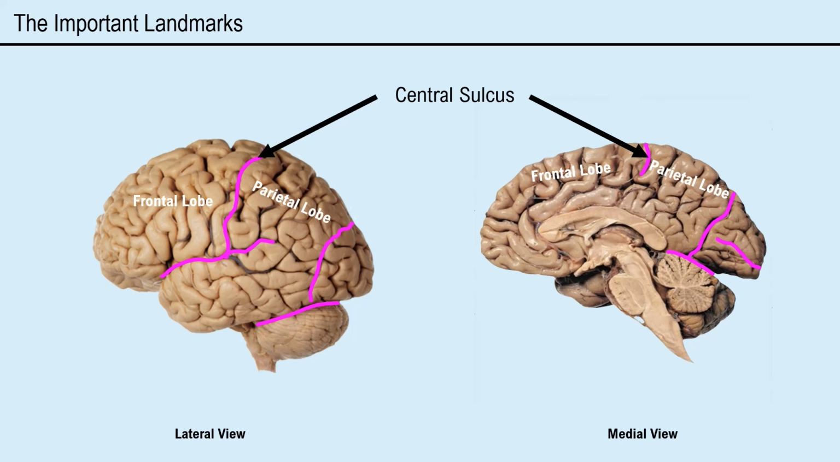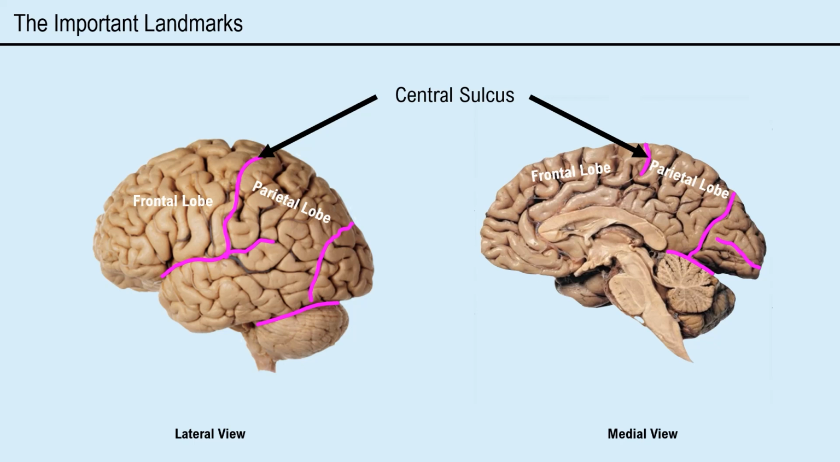The gyri located around this sulcus are named in reference to this sulcus. So the gyrus that lies in front of or rostrally to this sulcus is called the precentral gyrus. That's because it's the gyrus before the central sulcus. And the gyrus immediately behind or caudally to this sulcus is called the postcentral gyrus. This is because it's after the central sulcus. That's the beauty of anatomy. Most of the time the name makes perfect sense.